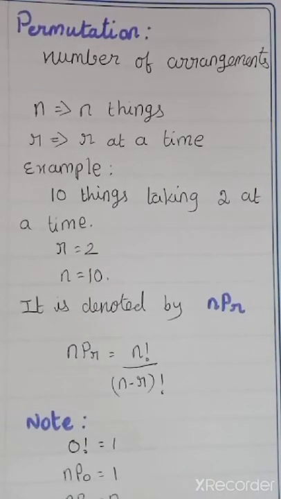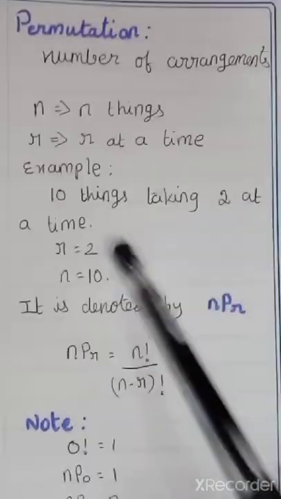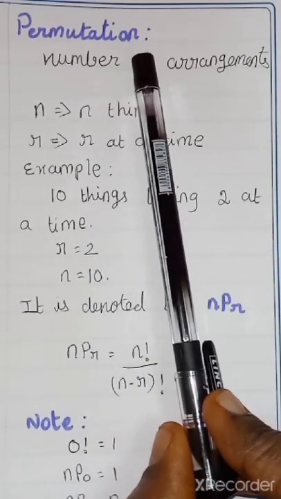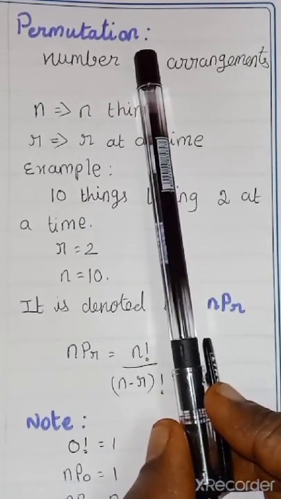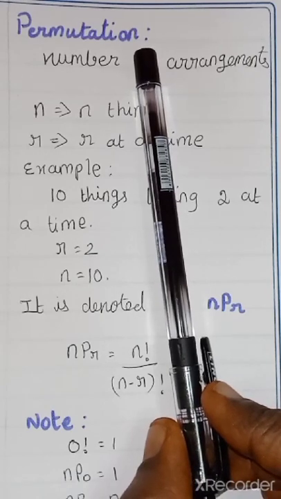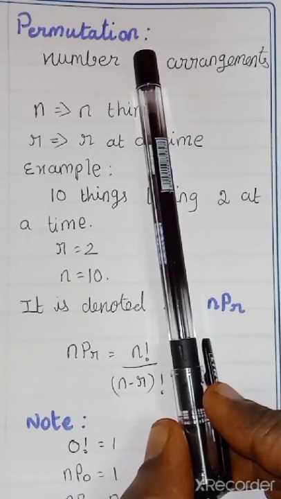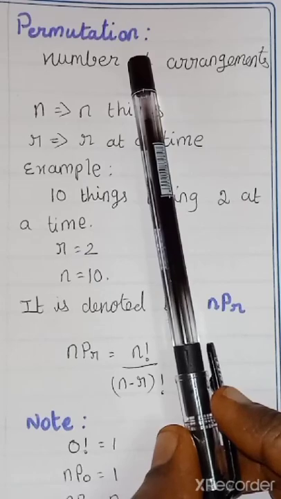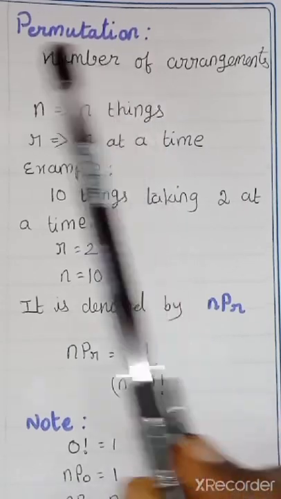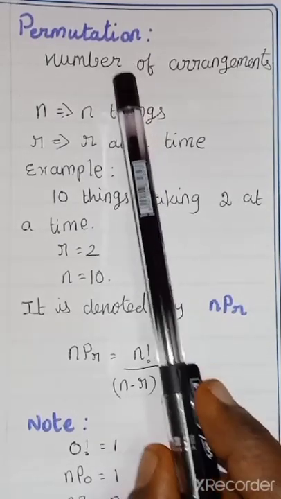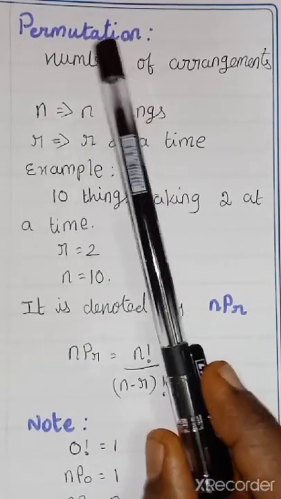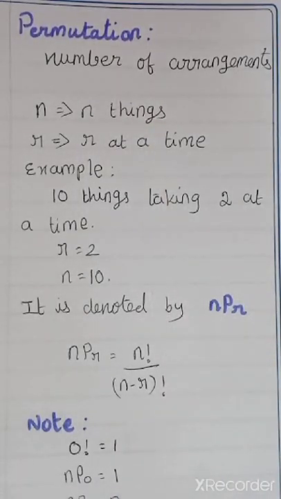Good morning, students. Today we are going to see permutation. Last class, what we have seen: factorial and the addition and multiplication principles of counting. Okay. Before getting into the concept of permutation, I'll give you an example.